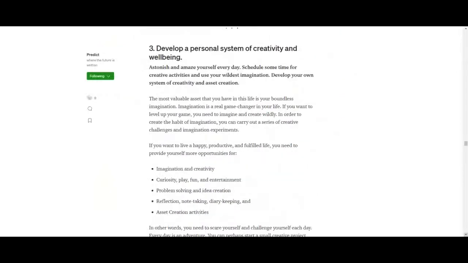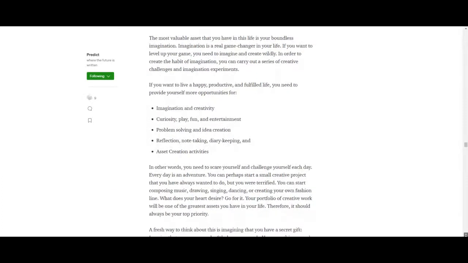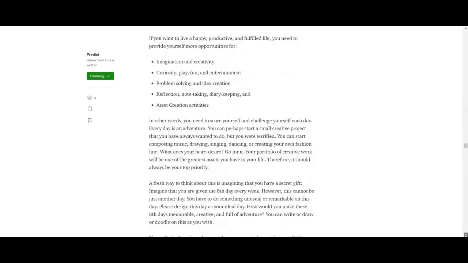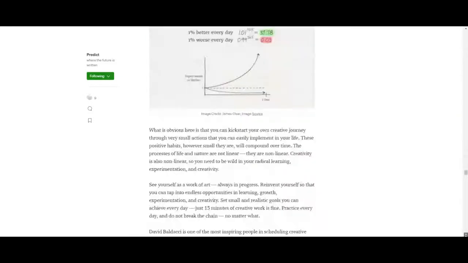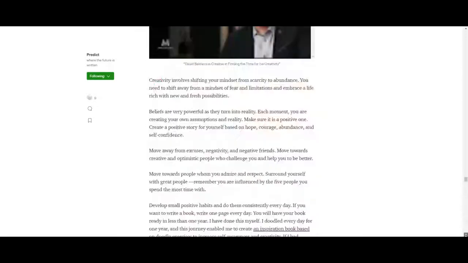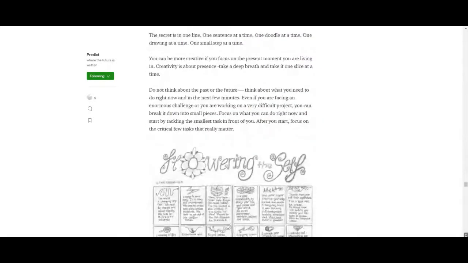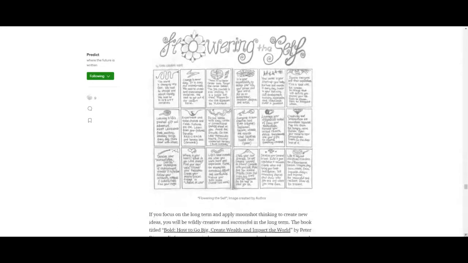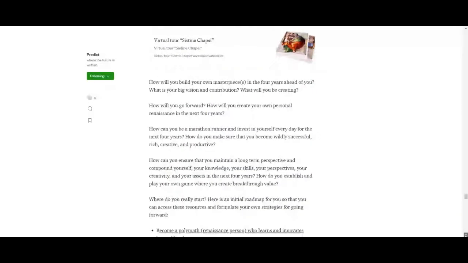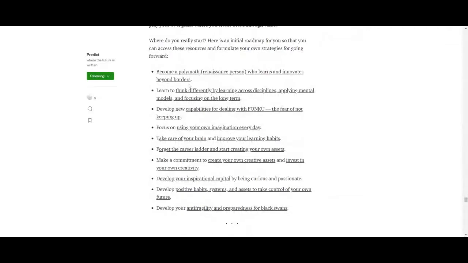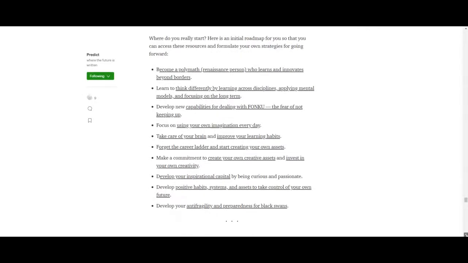And the last one is develop your own personal system of creativity and well-being in your life. You know, give yourself a lot of opportunities for imagination and creativity and problem solving. So how do you do that? There are examples of these in the last part. And you need to compound yourself and collect all these strategies. And this is the last part. And I included some takeaways and strategies as well. You can click on the links here in the last part. How do you apply these? You can just click on them.